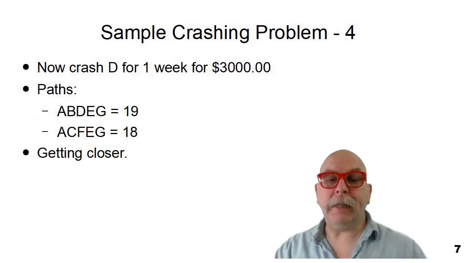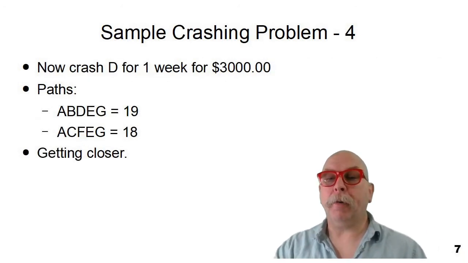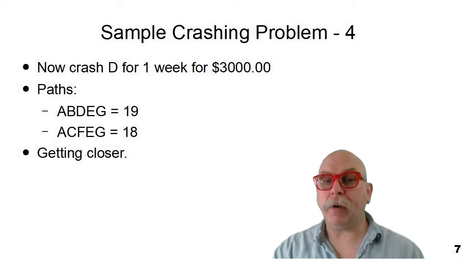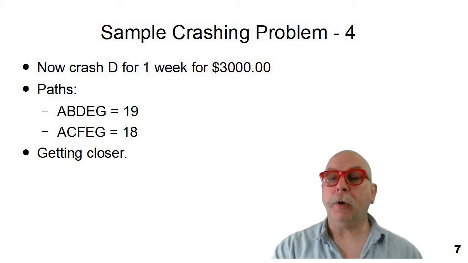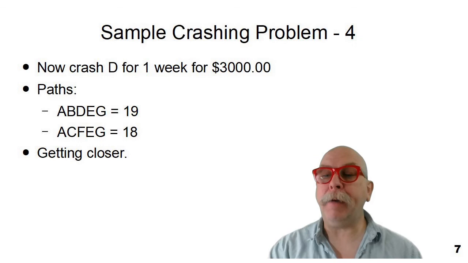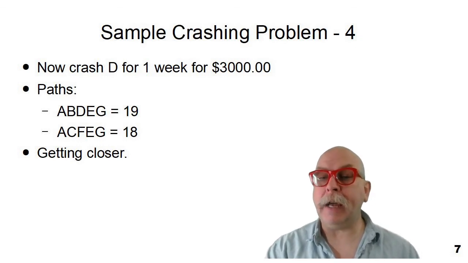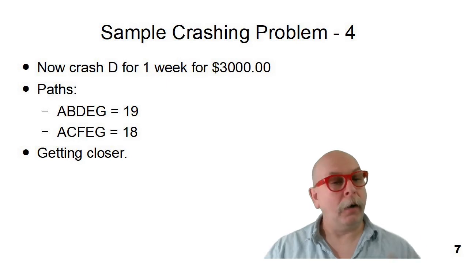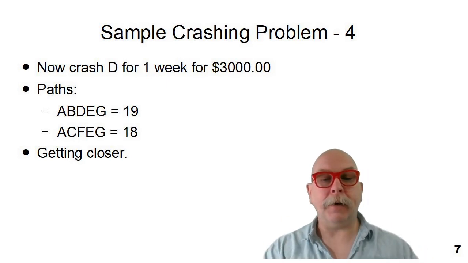The next least expensive item on the critical path would be item D, to crash by 1 week, which is going to change the critical path ABDEG to 19 and not affect the other path ACFEG. We're getting a lot closer. Let's see what the next step would be.